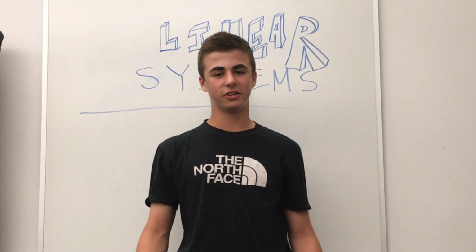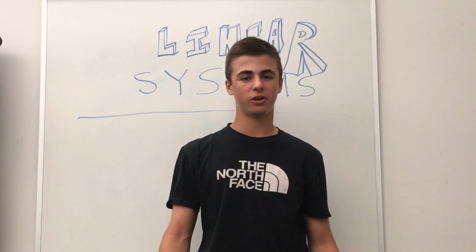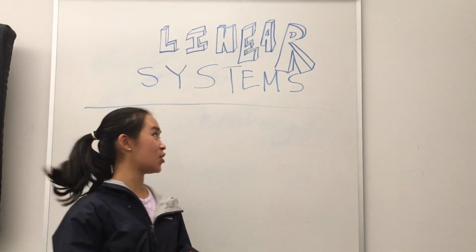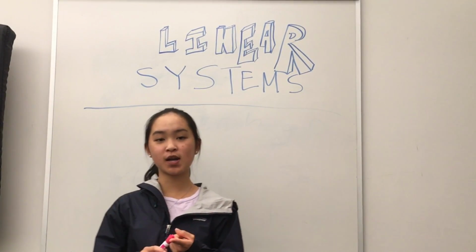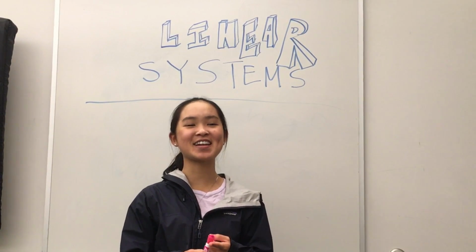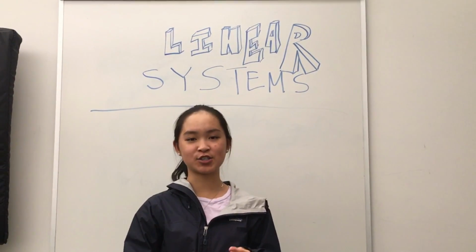So where might you see a linear system? Well, on any coordinate plane with two non-parallel lines. There are three ways to solve a linear system. The first way is with matrices, known as Cramer's method, and there's also substitution and elimination.